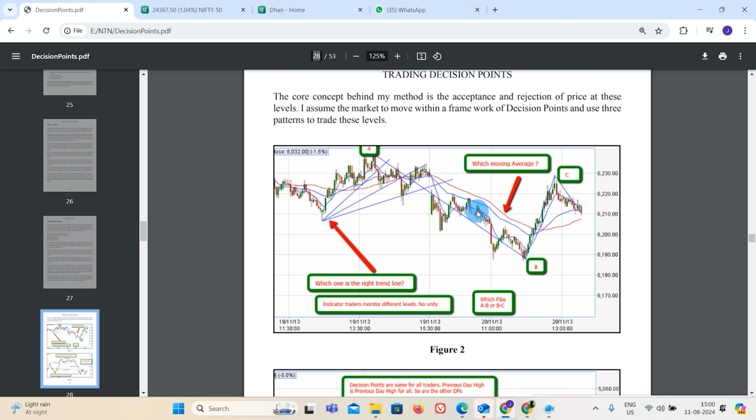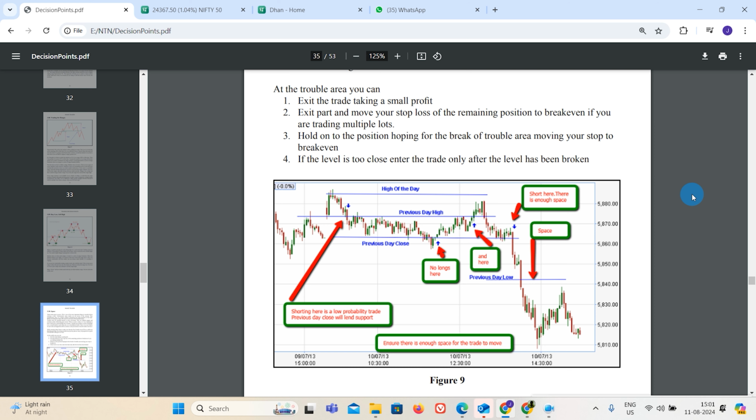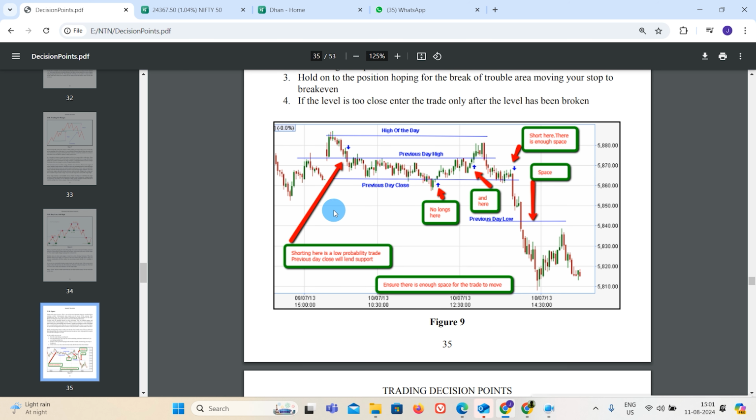So today we are going to see another topic from this ebook, which is the constant point for an intraday trader to enter into the trade. Let's see from the ebook what they are trying to explain. In this ebook they marked the high of the day, previous day high, previous day close, and previous day low. What they're trying to explain here is that these are all points which are constant, they don't change.